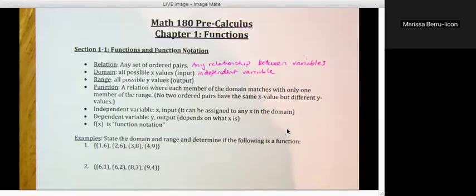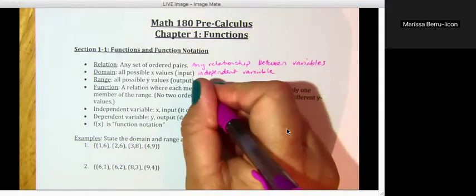And then our range is all of the possible y values. Again, that's the elementary way of thinking of it. This is the output. This is what you get out of your equation after plugging something in. So these are our outputs or our dependent variable.